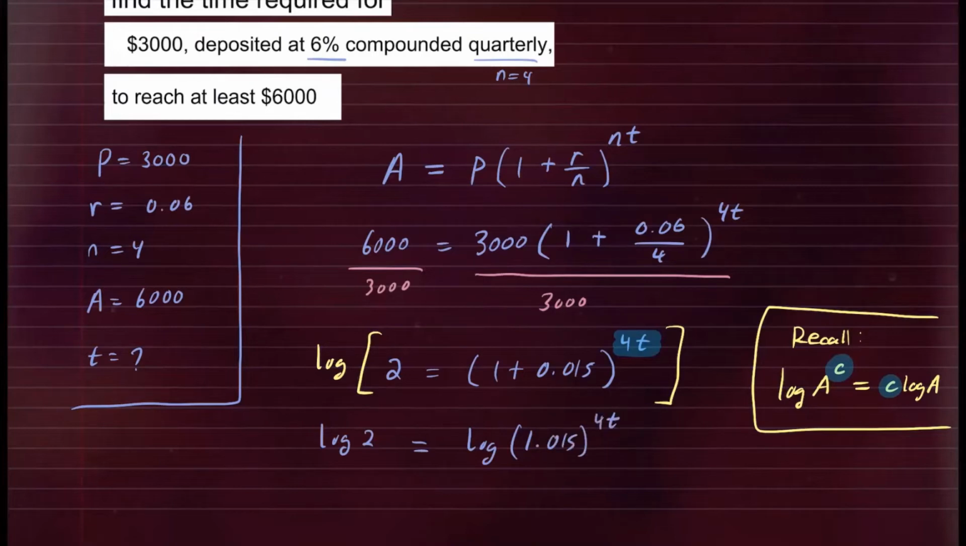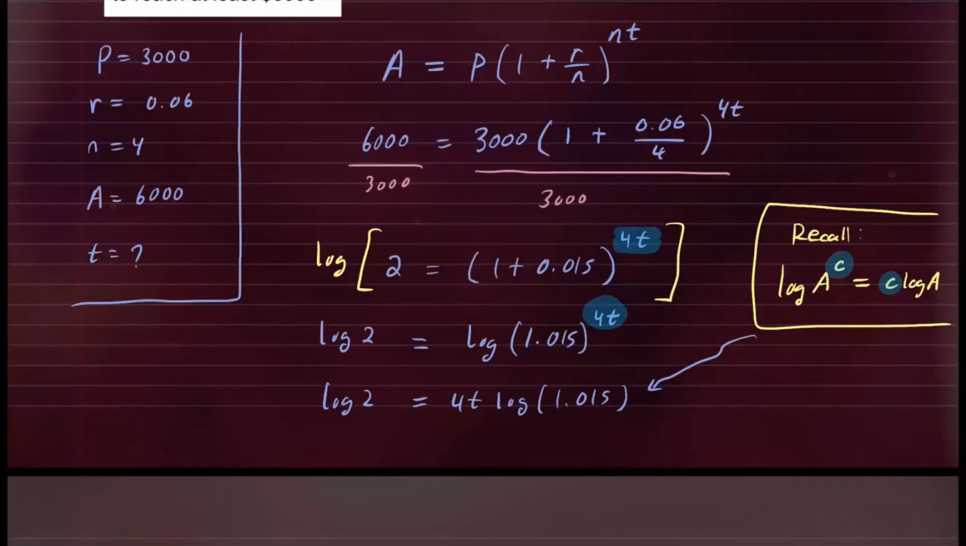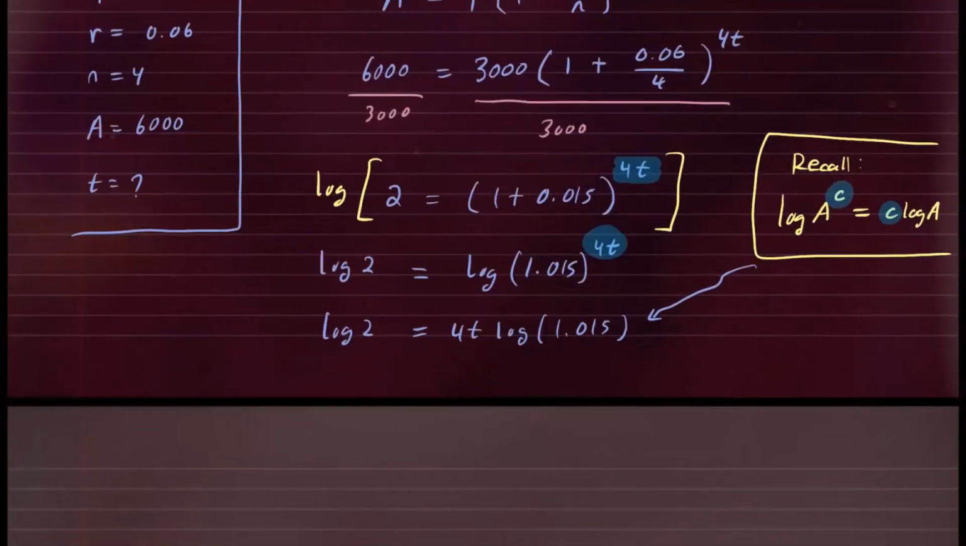And now, using the property on the side, this exponent comes forward next to the logarithm. So this will be 4t times log of 1.015 equals log of 2 on the left side. So here we applied this property right here. So now I'm going to go ahead and isolate t. So t is right here.